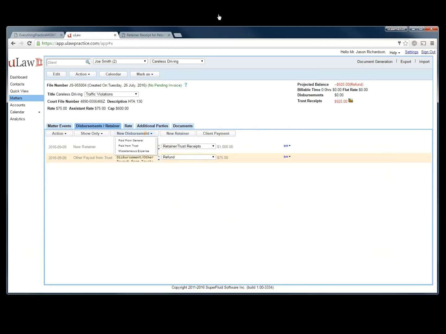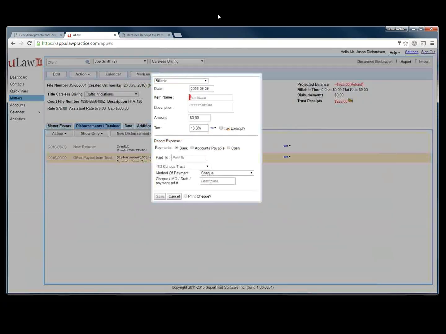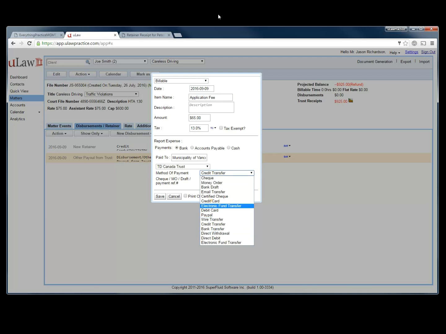Now, when you receive from general, the whole point is very different. When you actually click on new disbursement and receive from general, you are saying, let's say it's an application fee, and it is, say, $65, and then you add either the HST, or if it's British Columbia, you add the GST and the PST, and you basically say, who did you pay to? Let's say in this case it was Municipality of Vancouver, right? You can actually say, I paid it using my credit card, and this could be a business credit card, and hit the save button.